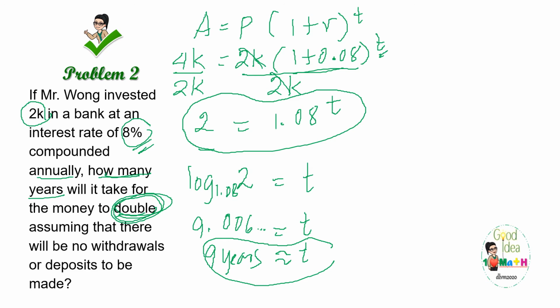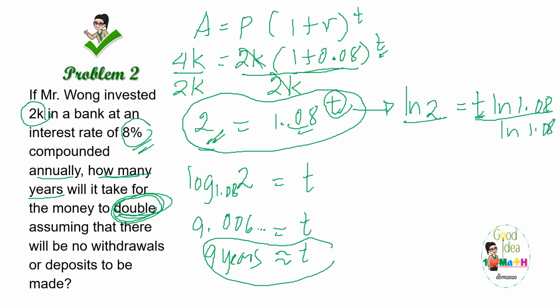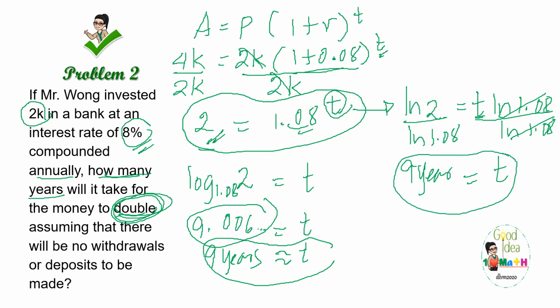Now let us apply ln from here again. ln 2, this one, copy. ln 2 is equal to time, you copy time, and then ln, copy 1.08. Since our goal is to isolate t, divide both sides by ln 1.08. Divide ln 2 also by ln 1.08. Then cancel ln 1.08. T is equal to, this time use your calculator. Press ln 2, then divide by ln 1.08. And you will also get the same thing here, 9.006, which is estimatedly 9 years also. So this is our answer.